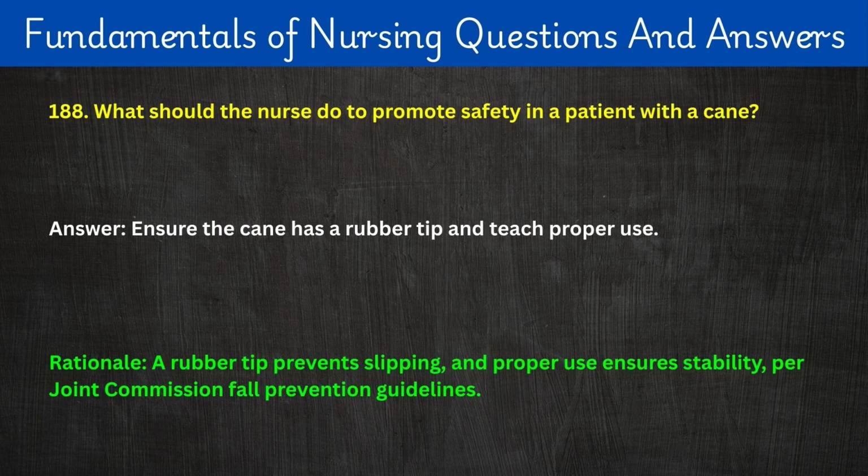188. What should the nurse do to promote safety in a patient with a cane? Answer: ensure the cane has a rubber tip and teach proper use. Rationale: a rubber tip prevents slipping and proper use ensures stability, per Joint Commission Fall Prevention Guidelines.